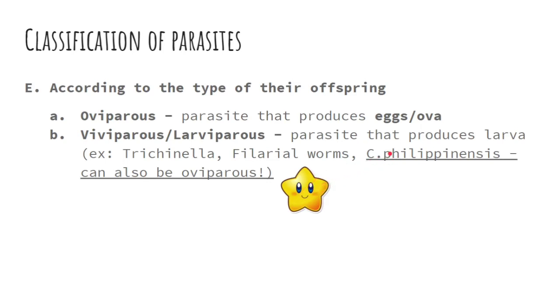This is a recall question. Again, what is the recall question? Which of the following can be oviparous or larviparous? Then, a good example of that class is si Capillaria philippinensis. Capillaria philippinensis can produce both egg or ova and larva.